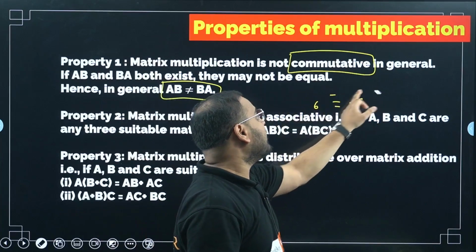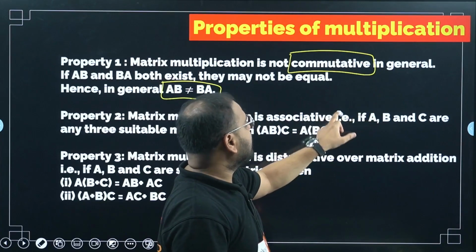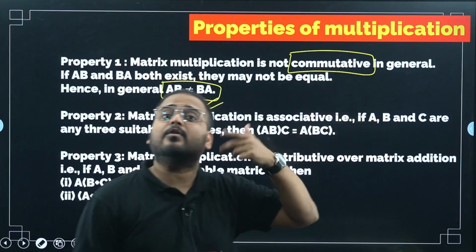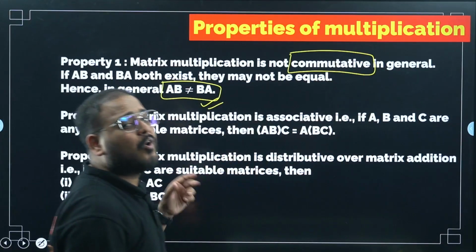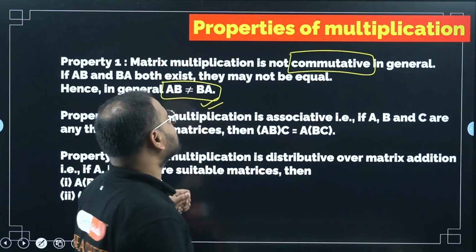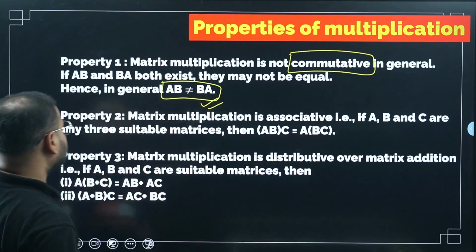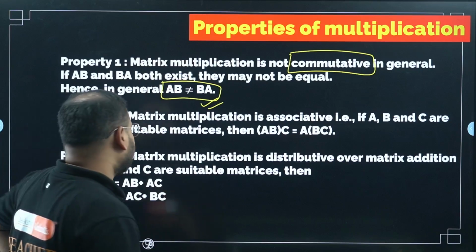Yes, multiplication is commutative when we are doing it with just numbers. But in the case of matrices, it is not always commutative. It may be commutative, but not always, okay?